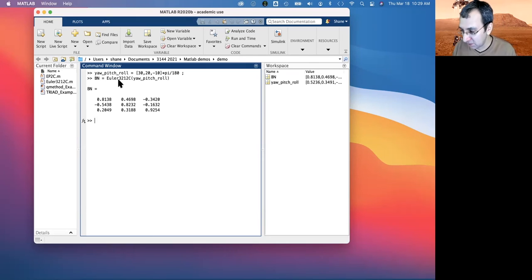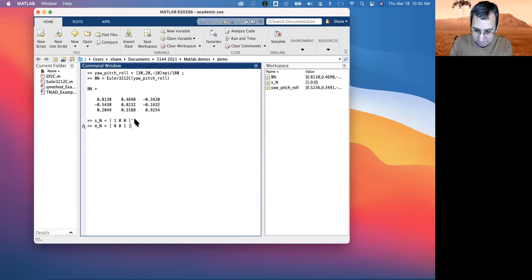Now just to make life easy, we're going to assume that the sun direction in the inertial frame is actually just pointing in the x direction. So this is 1, 0, 0. And I'm going to do everything as column vectors. If you don't know, that little quote thing means transpose. Then I'll assume, just to make things easier, that the magnetic field is in the inertial z direction.